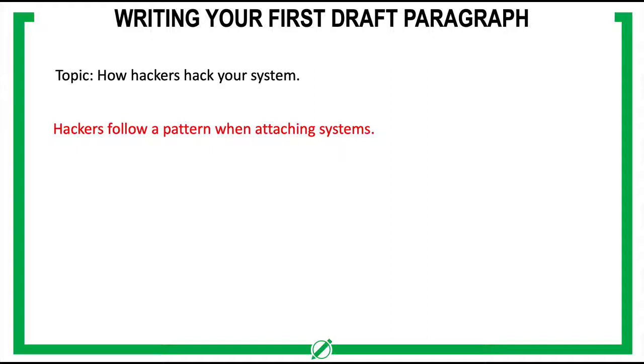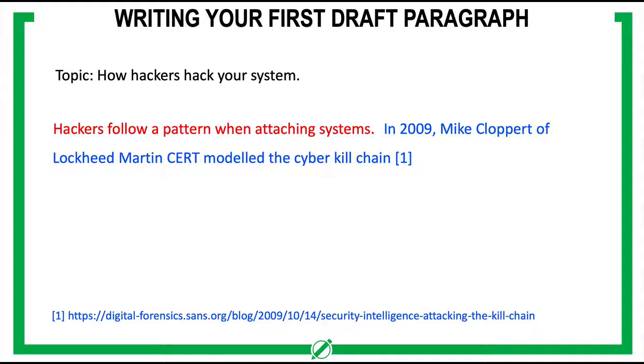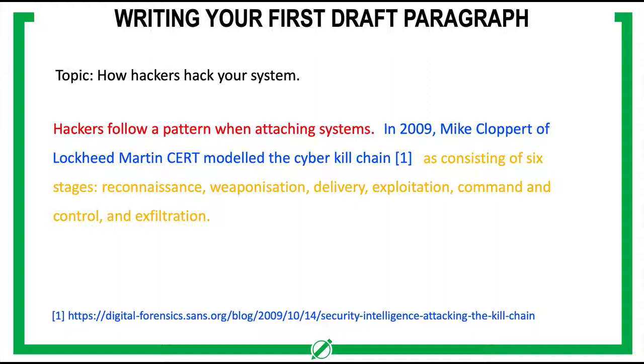So we've made the point: hackers follow a pattern when attacking systems. Then we will provide some evidence. In 2009, Mike Kloppert of Lockheed Martin CERT modeled the cyber kill chain, and I provide a reference to the blog post which accompanied that conference or workshop where he did that. And I explain further about this cyber kill chain in the explain section as consisting of 6 stages: reconnaissance, weaponization, delivery, exploitation, command and control, and exfiltration.